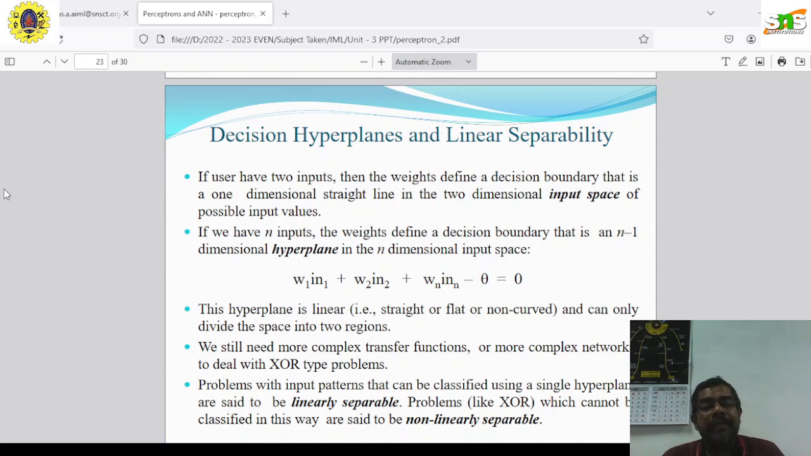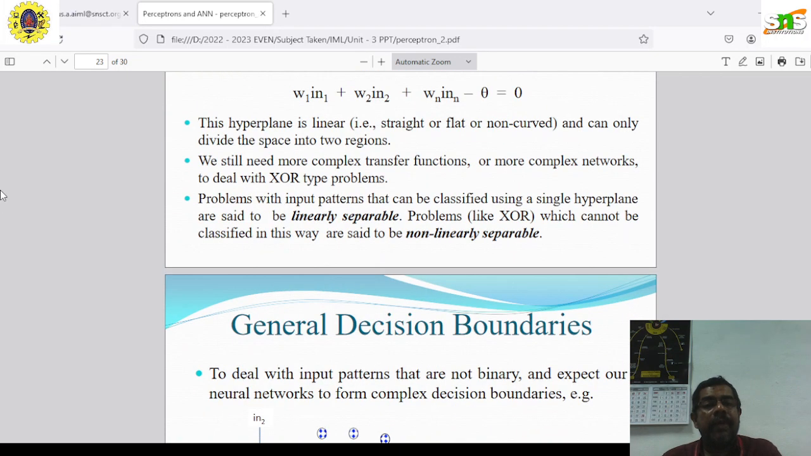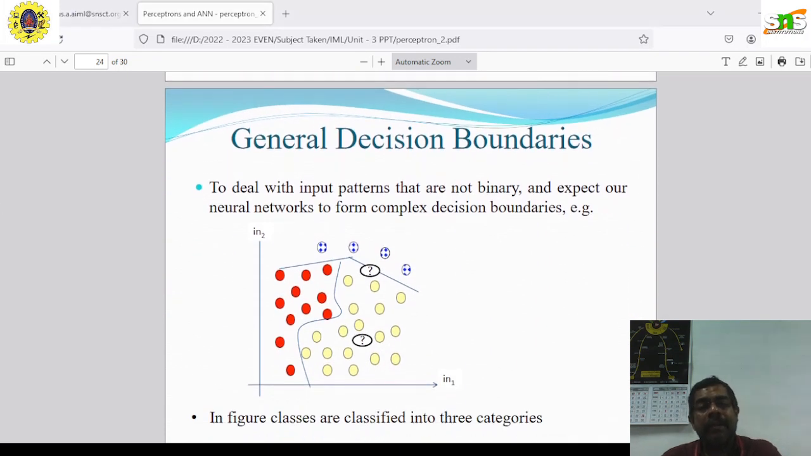This kind of hyperplane is called linear, or straight, or non-curved, or flat, and it can only divide the space into two regions, the positive side and the negative side. So we still have to look at the more complex XOR type of problems. Input patterns that we can classify using a single hyperplane are said to be linearly separable. Problems like XOR, which cannot be classified this way, are non-linearly separable. With this continuation, we are going to see general decision boundaries.